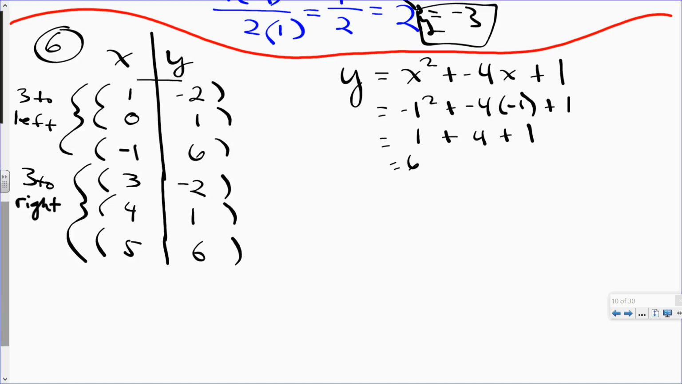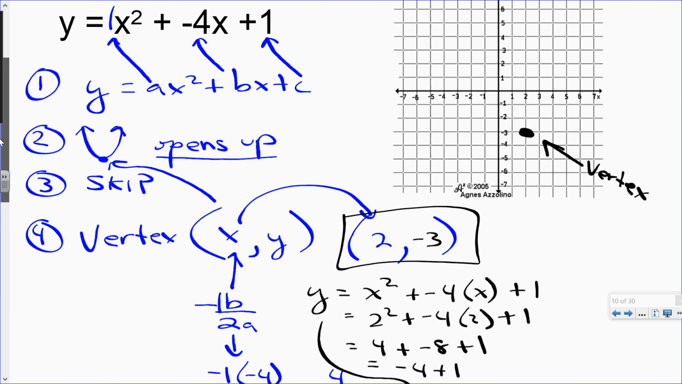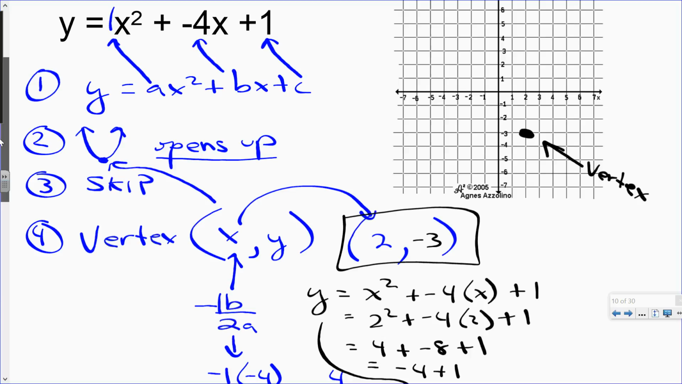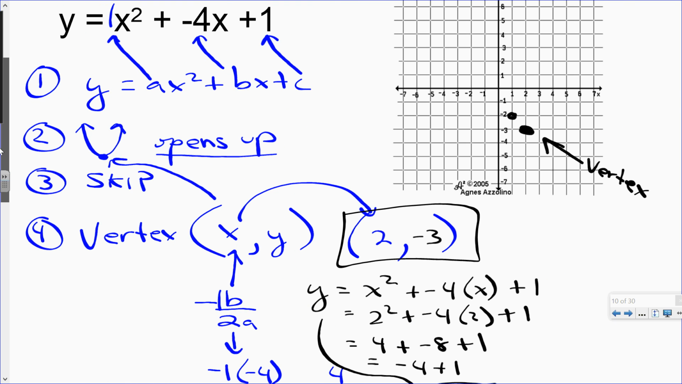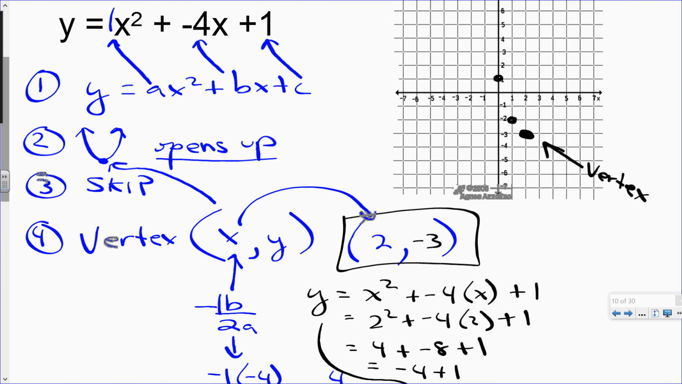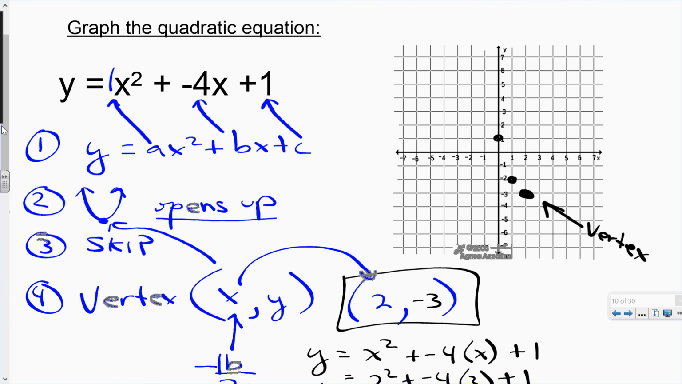Step 7, Castro. What does step 7 say? Plot the points and connect them with a smooth parabola. Say it. Cool. Let's do it. 1, -2. Let's plot it with me. So get your graph paper. 1, -2 is right here. 0, 1 is right here. -1, 6 is right there.